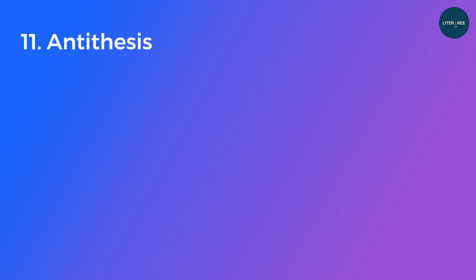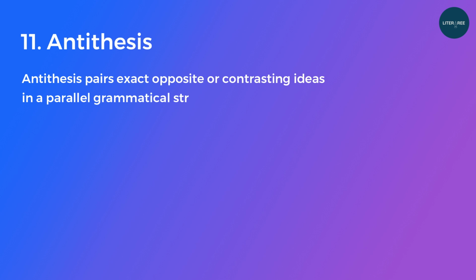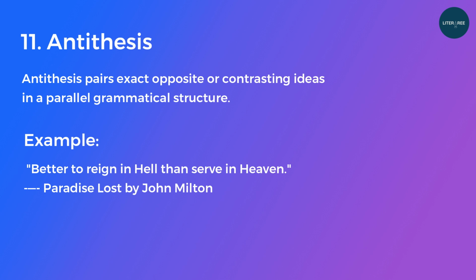Antithesis. Antithesis pairs exact opposite or contrasting ideas in a parallel grammatical structure. Look at this example from Paradise Lost by John Milton. Better to reign in hell than serve in heaven.